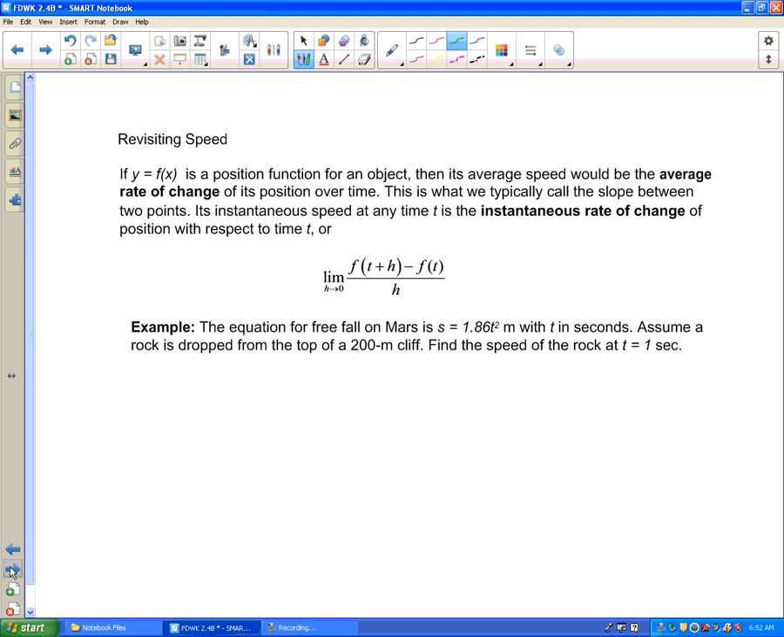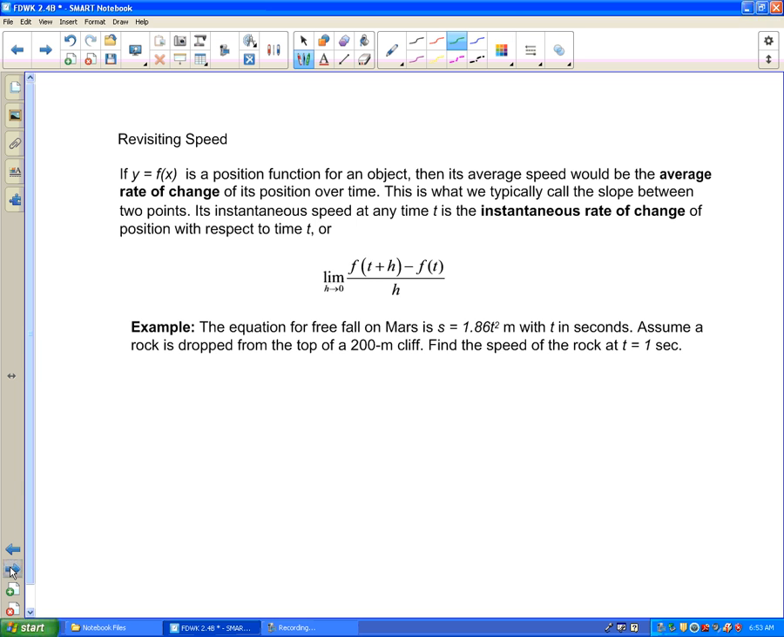Revisiting speed, if y equals f of x is a position function for an object, it describes the position of the object at any point in time, then the average speed would be equal to the average rate of change of its position over time. This is traditionally what we call the slope between 2 points, or the secant slope. Its instantaneous speed at any time t is the instantaneous rate of change of position with respect to time. It's that limit that we've been looking at. So the limit as h approaches 0 of f of t plus h minus f of t over h.